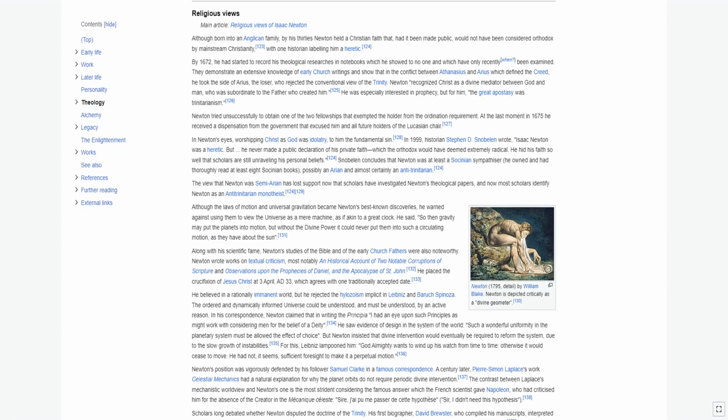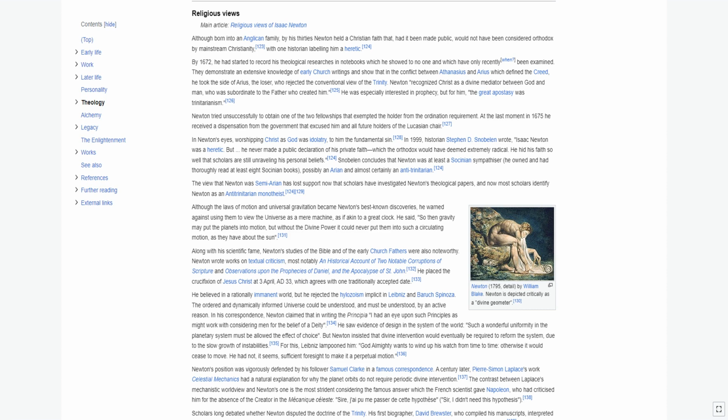Although born into an Anglican family, by his 30s Newton held a Christian faith that, had it been made public, would not have been considered orthodox by mainstream Christianity, with one historian labeling him a heretic. By 1672, he had started to record his theological researches in notebooks which he showed to no one, and which have only recently been examined.